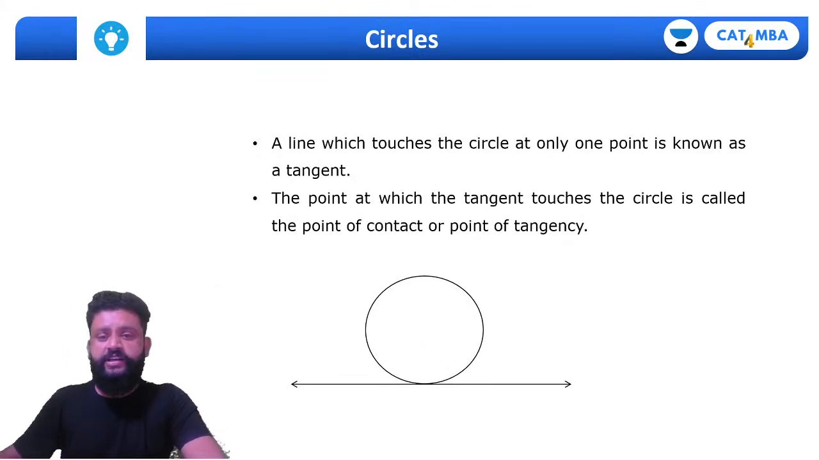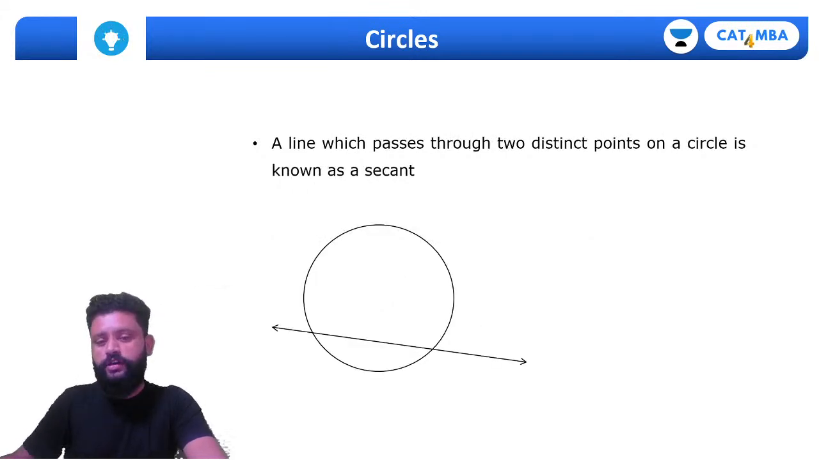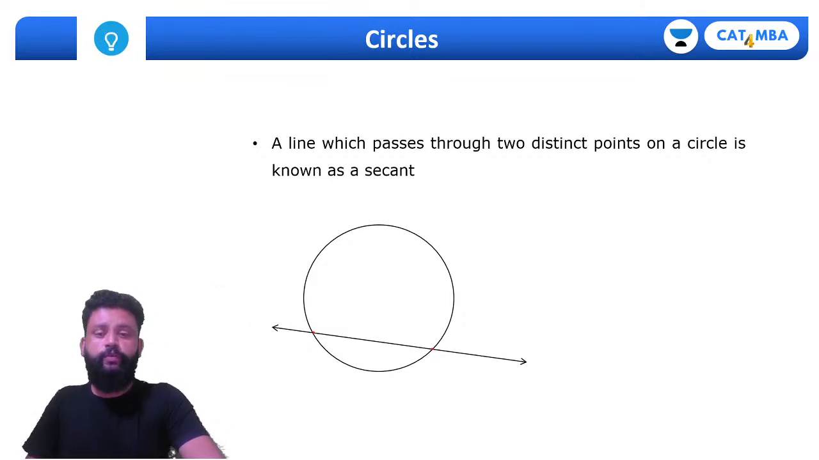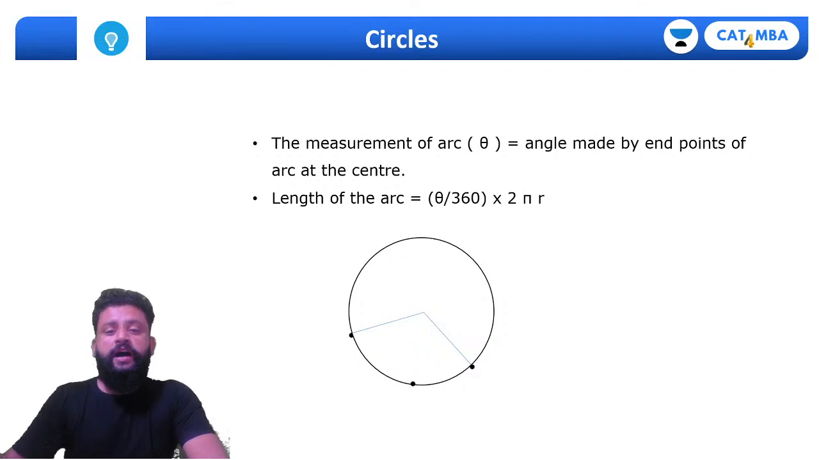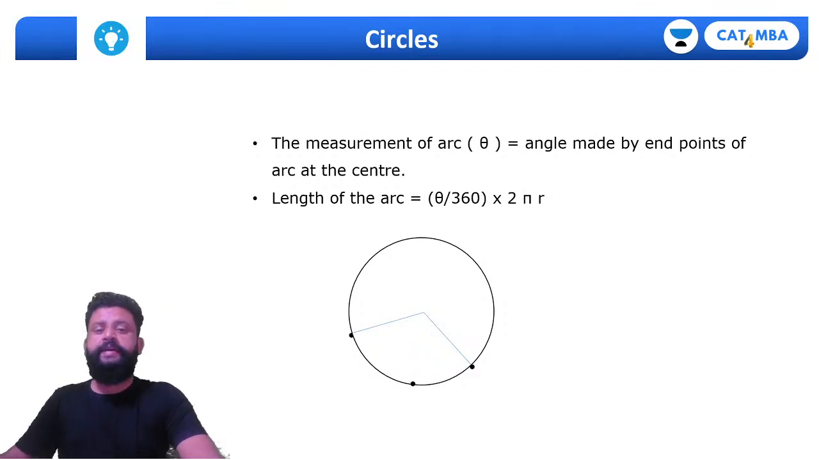Then we have tangent. Tangent is a line which touch circle in exactly one point. And what is secant? Secant क्या होता है guys? जो circle को दो point में touch करती है, line which intersect the circle in two different points, exactly 2 points, so we call it as secant. So remember these terms. After that आते हैं length of arc क्या होता है.